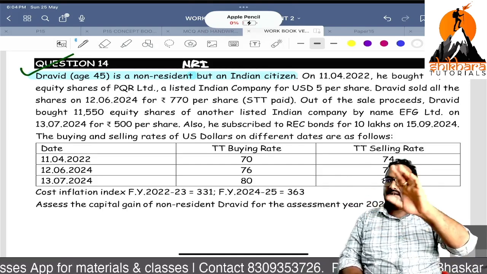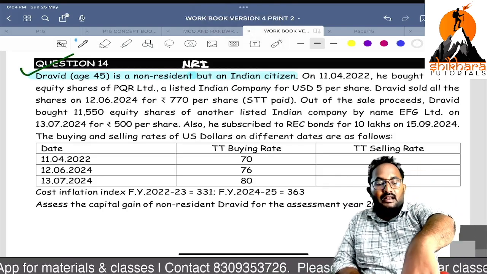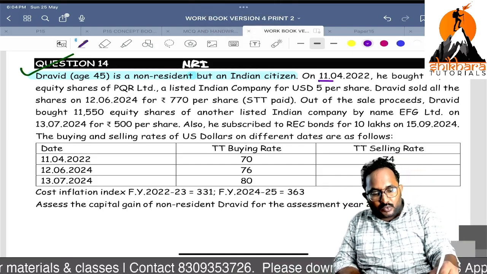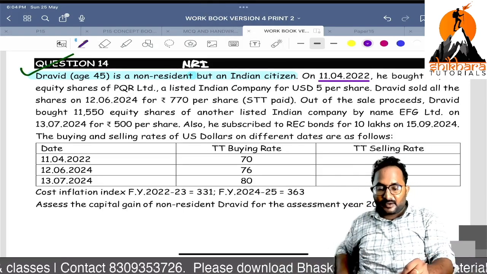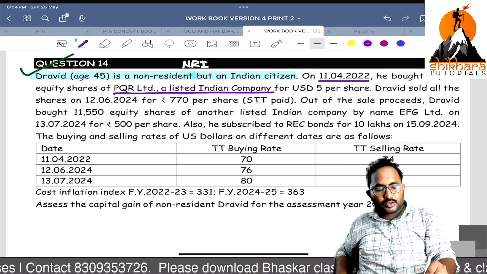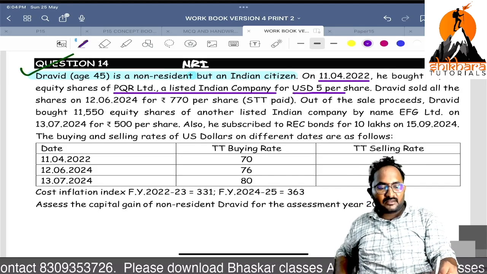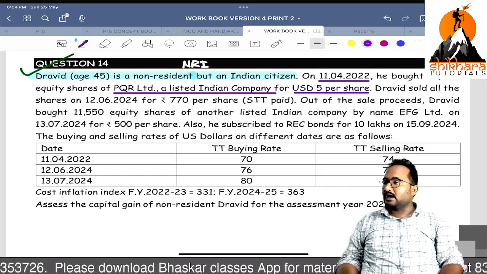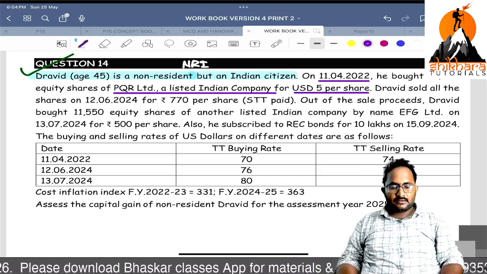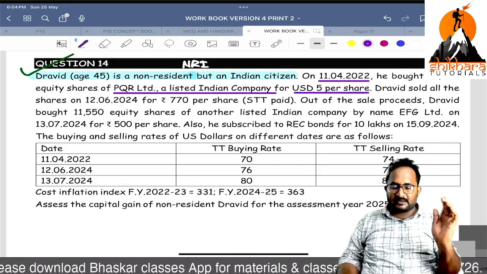Okay. Next lines. On 11/4/2022, he bought how many equity shares from a listed Indian company? 10,000. Each one how much amount? Rupees 5 per share, US dollar. US dollar 5 per share.